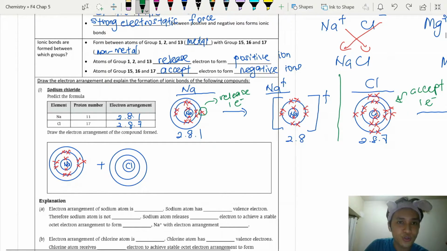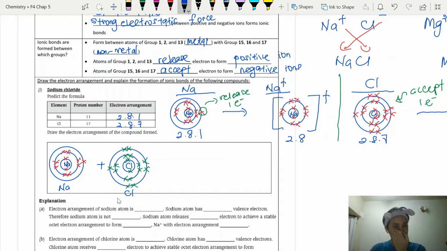Alright. I'm going to use a green, a different color so you can see more clearly. Don't worry. By the time you finish this chapter, you are going to have nightmares drawing all these things, which is a good thing. Alright, 2, 8, 7. So, this is the sodium atom. This is the chlorine atom.